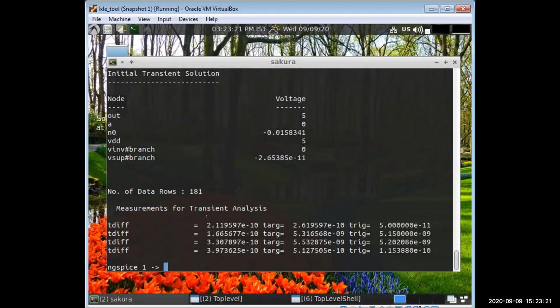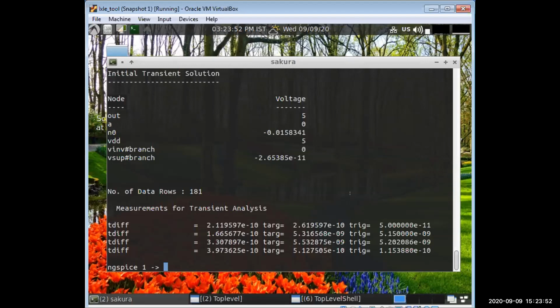Yes, sir. This is for 0.6. This is TPHL. Initially it is 2.11, but after changing that value to 1.2, it is 1.3. That means it's reducing because the strength of the NMOS increases. So TPHL, high to low, decreases. It was 2.11, now it is 1.3.